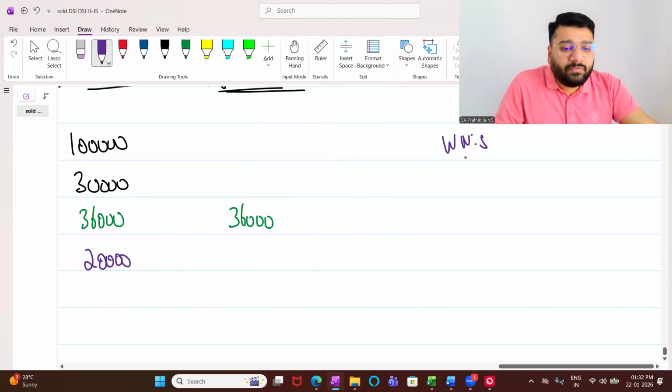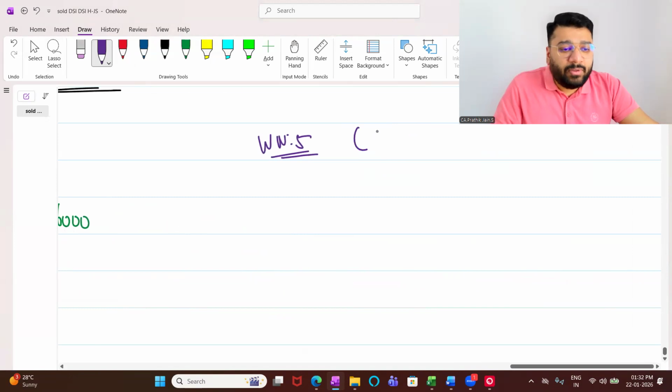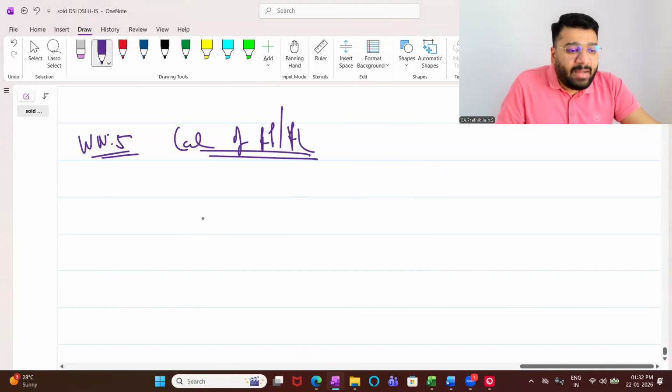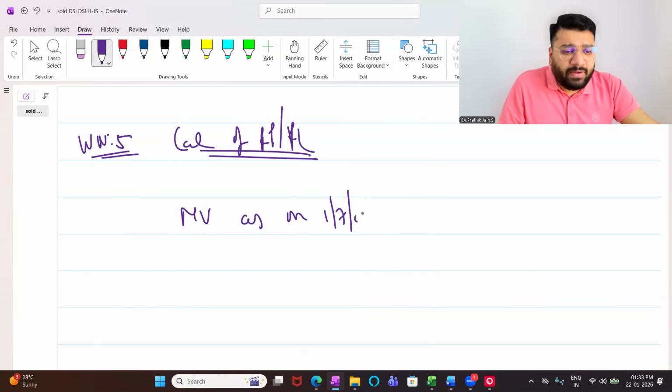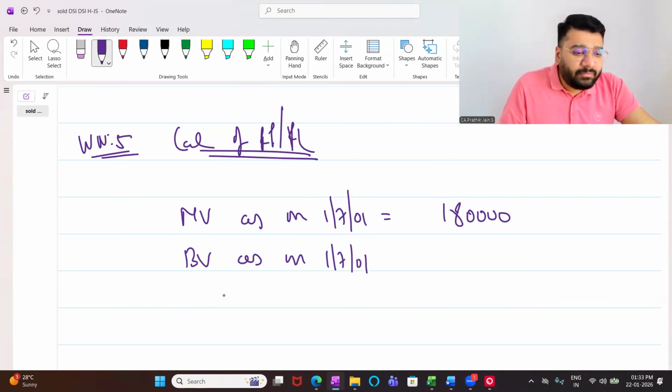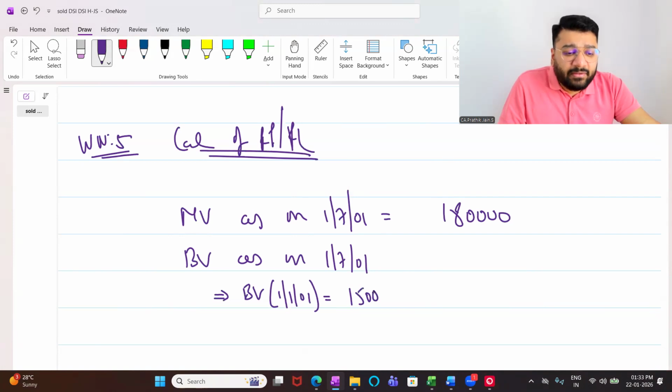Working note number 5. Calculation of revaluation profit or revaluation loss. Market value as on 1/7/2001: how much is it? 1,80,000. Book value as on 1/7/2001, I have to calculate. So for that, they have given what? Book value on 1/1/01 is given. How much have they given? 1,50,000 minus depreciation. 1,50,000 into 10% into 6/12.